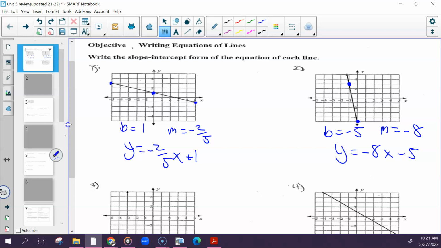Others on this page? Remember that if you have horizontal or vertical lines, use your buckets. That will help you. And also remember, you're not looking for the slope, but the equation of the line. Go on to the next page.